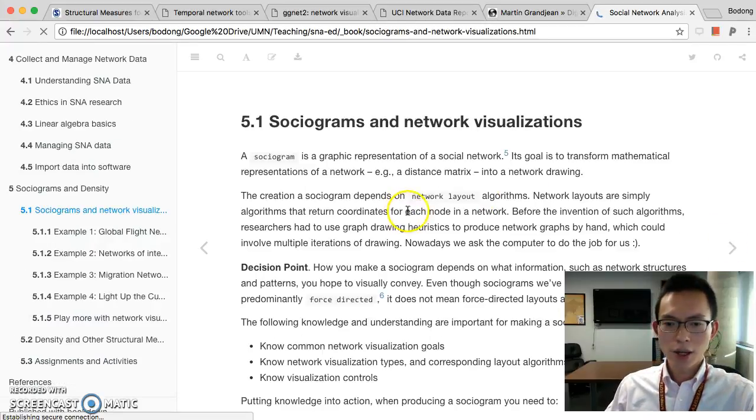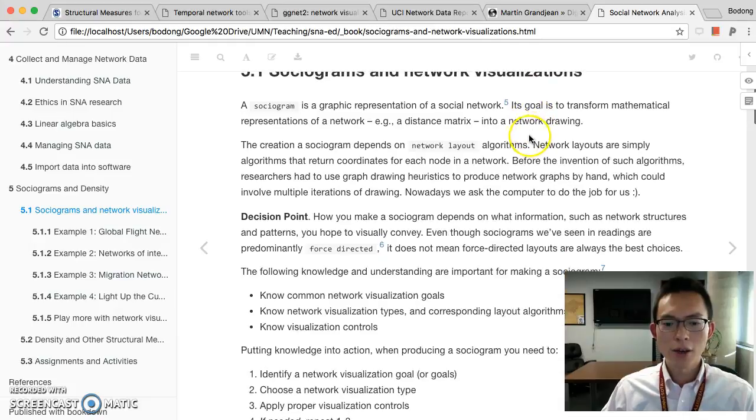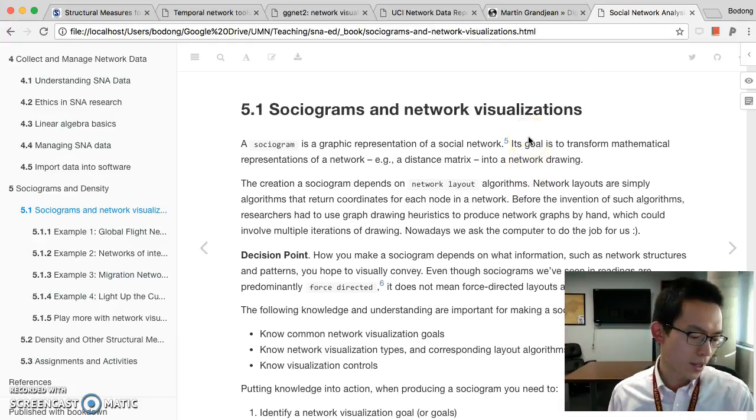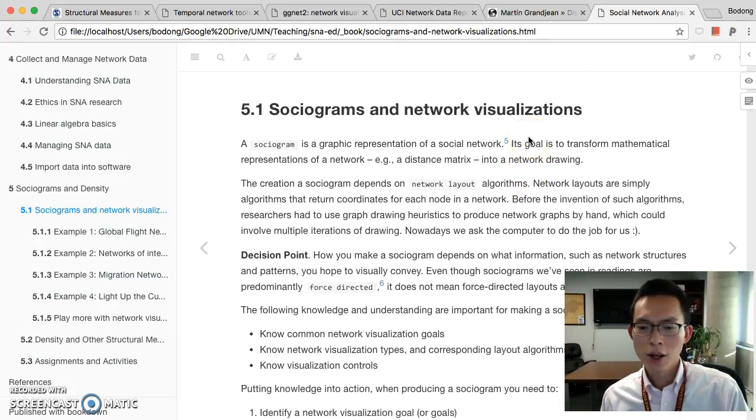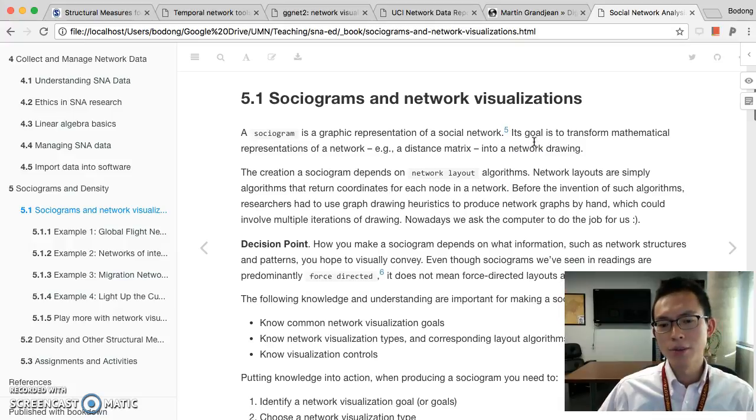So for this week, the first part, as you can see on the website, is about sociograms and network visualizations. I think this is critical because it's widely used to help researchers understand networks, especially in the exploration phase of any kind of social network analysis. And there are critical decisions you need to make when you're producing sociograms.